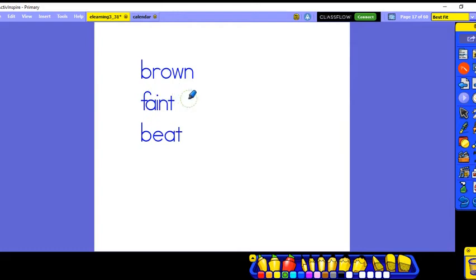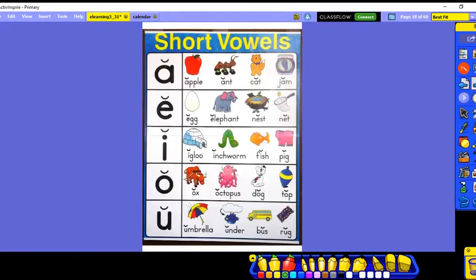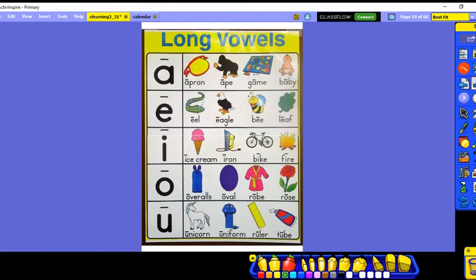Brown, faint, beat. Brown, faint, beat. Do you see two words that have the same ending sound? T, t. Faint and beat have the same ending sound. Okay, now let's look at our short vowels and our long vowels.